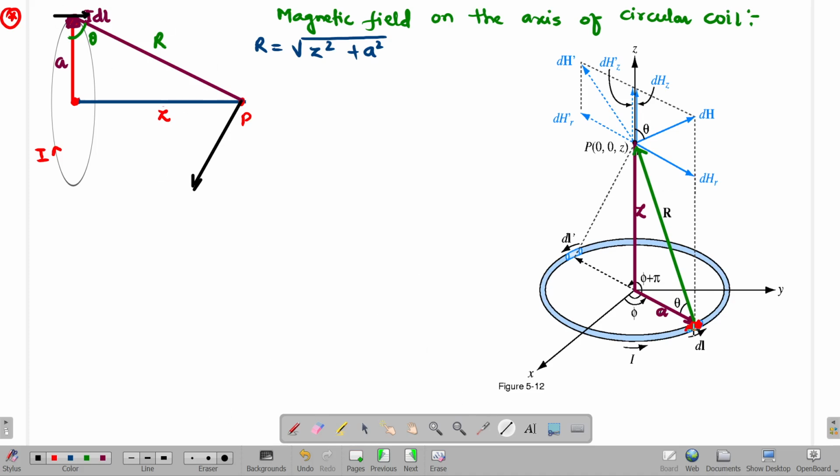So this is what is happening. This is I dL, this is R. The magnetic field, dB, means the magnetic field. Consider it to be dB. So the magnetic field is perpendicular or not?